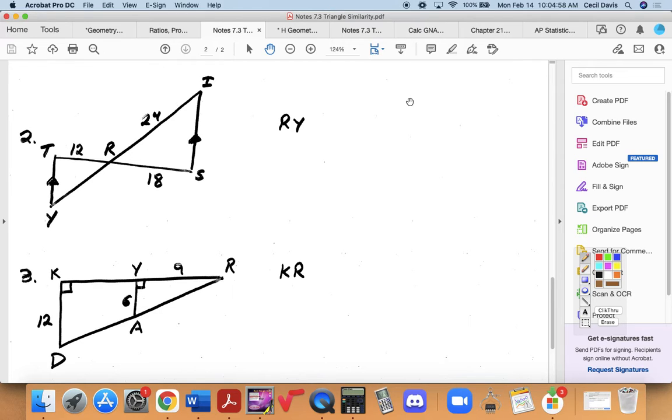So for this one, we want to eventually find the length of RY. Am I given, in the small triangle, how many sides am I given? Just one. So is it possible this is going to be side, side, side? No. Is it possible it's going to be side, angle, side? No, I only know one side. So it's got to be angle, angle. So I need to prove that 2 pair of angles are congruent.